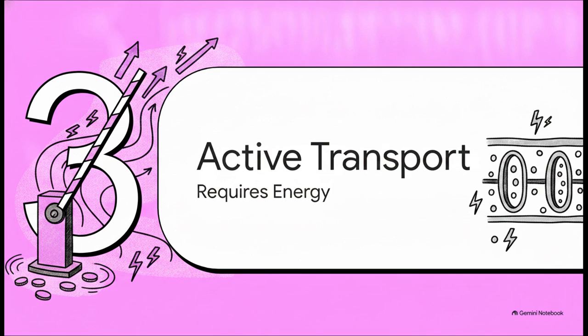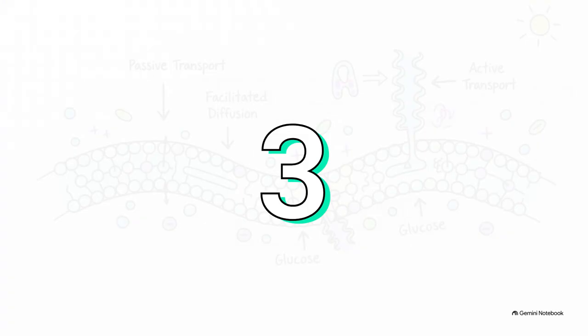Let's shift gears to Section 3, active transport, which requires energy. Take a look at these numbers. 3 sodium ions pumped out and 2 potassium ions pumped in. This specific ratio is the absolute hallmark of the classic sodium-potassium pump. It burns 1 ATP molecule to enforce this exact exchange. This right here is primary active transport in action.